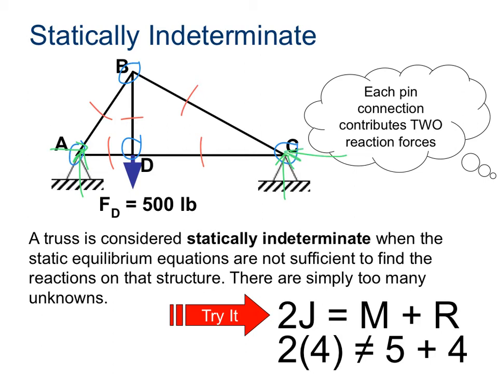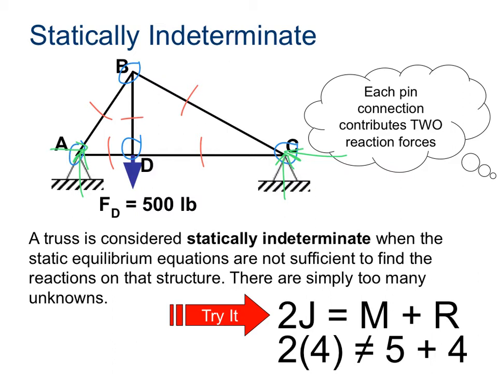And so when we put that into our equation, we have 2 times the number of joints, so 4 joints, and for members we have 5, and the reaction forces is 4. So we see that 8 does not equal 9, which means that this is not statically determinate. So we have to think about how could we make it statically determinate so that we can solve for it.